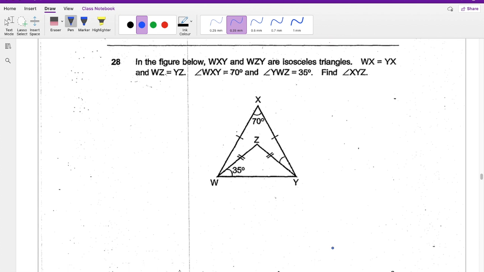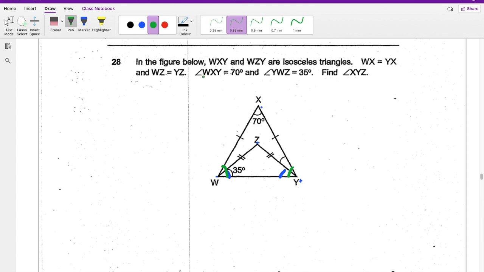28. In the figure below, WXY and WZY are isosceles triangles. What are isosceles triangles? Isosceles means that the length of XW is equal to XY and ZW is equal to ZY. So what's the property of the isosceles triangles? Well, the base angles are equal. This one is equal to this one.